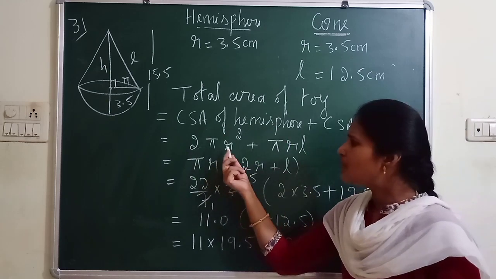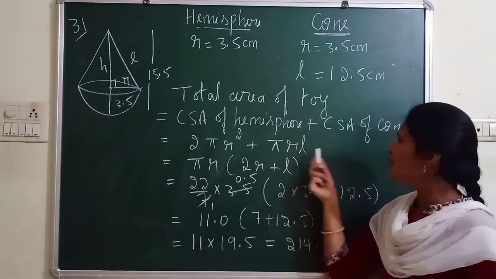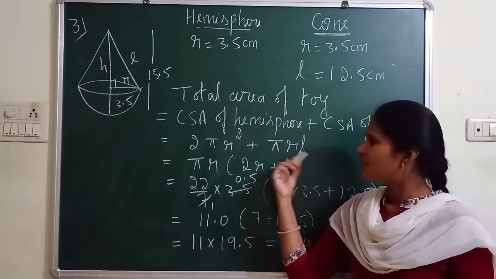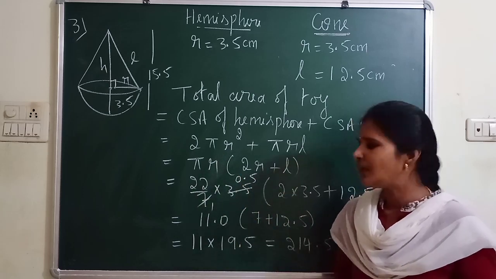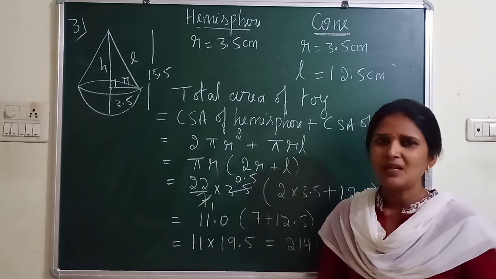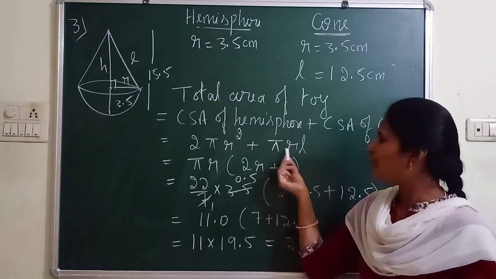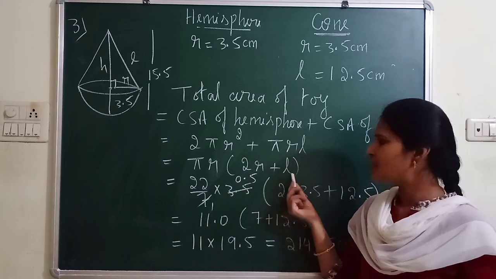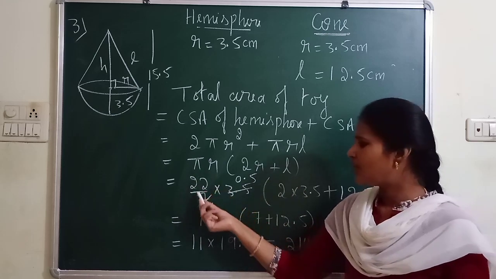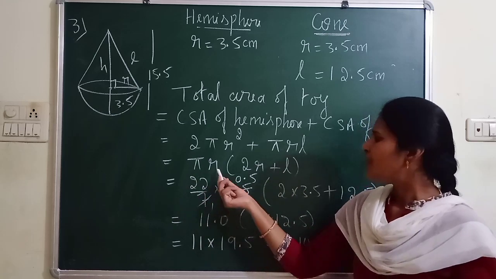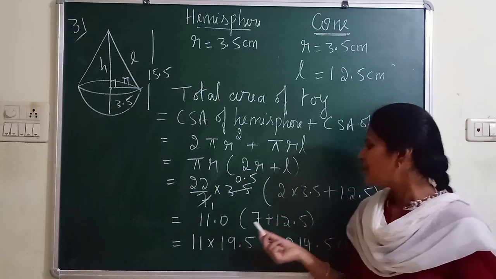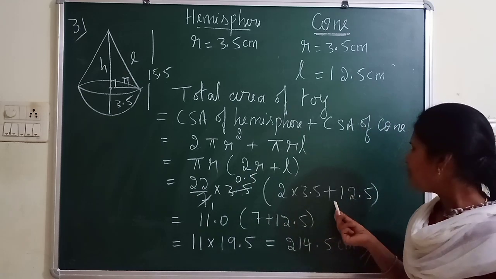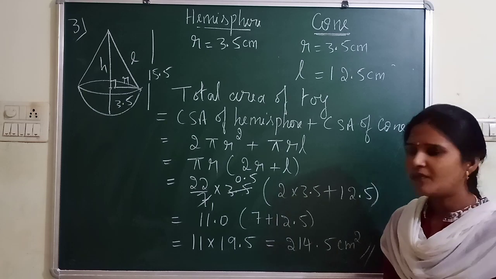CSA of hemisphere is 2 pi r square plus CSA of cone is pi r L. So don't substitute separately, try to take common, then your simplification will be very easy. So take pi r, pi r is common. So what is left out in the bracket? 2r plus L. So pi is 22 by 7 into radius 3.5. Open the bracket. 2 into radius 3.5 plus L is 12.5.